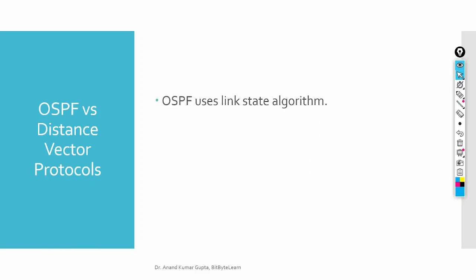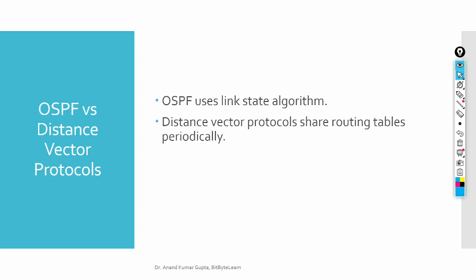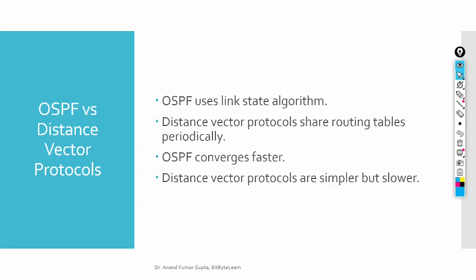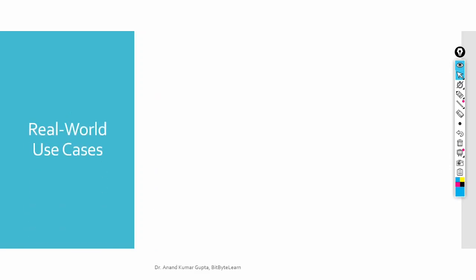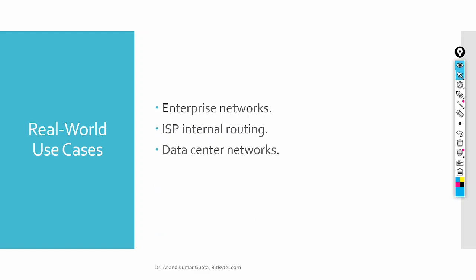A small difference can be observed between OSPF and distance vector protocols. OSPF uses a link state algorithm, whereas distance vector protocols share routing tables periodically. OSPF converges faster, and distance vector protocols are simpler but slower. What are the real world use cases? It is ideal for enterprise networks, good for an ISP's internal routing, data center networking, and large campus networks.